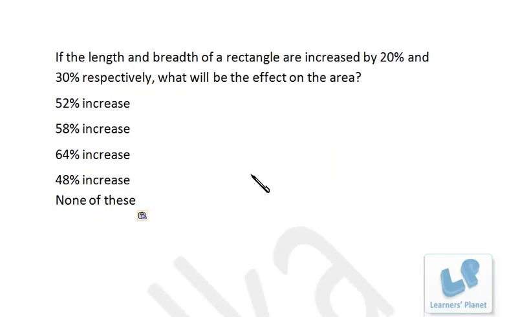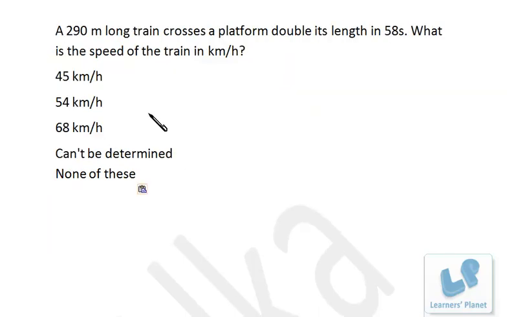Now quickly see this. Length and breadth of a rectangle are increased by 20 and 30%. What will be the effect on the area? Be very fast. 10 into 10 is 100. 20% length is increased, so it's 12. 30% breadth is increased, so it's 13. 12 into 13, 156. So it increases by 56 from 100, so directly the answer will be in percentage. So it is 56%. That's none of these. It should not take more than 20 seconds to solve. Once again, be very fast.